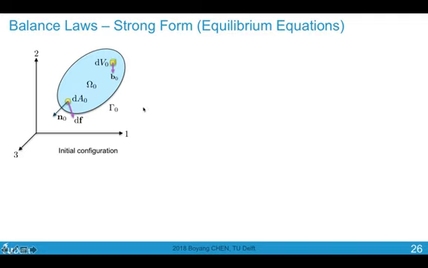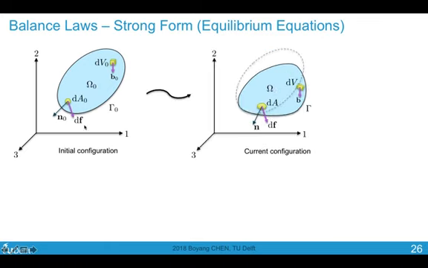We have a body omega 0 with a boundary gamma 0, and we have body force density B0, and on the surface dA0 we have a normal N0 and surface force dF. In the current configuration, we have everything that corresponds to the current configuration: the N and dA, omega, gamma, and dV and B, and we have the same surface force. Then let's try to do a sum of force on both configurations.